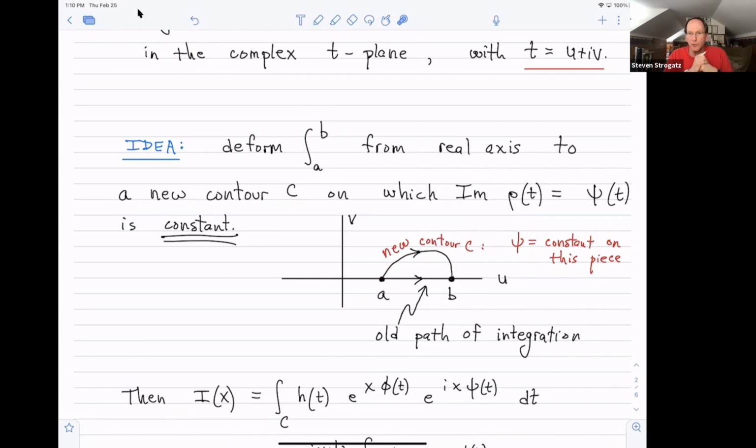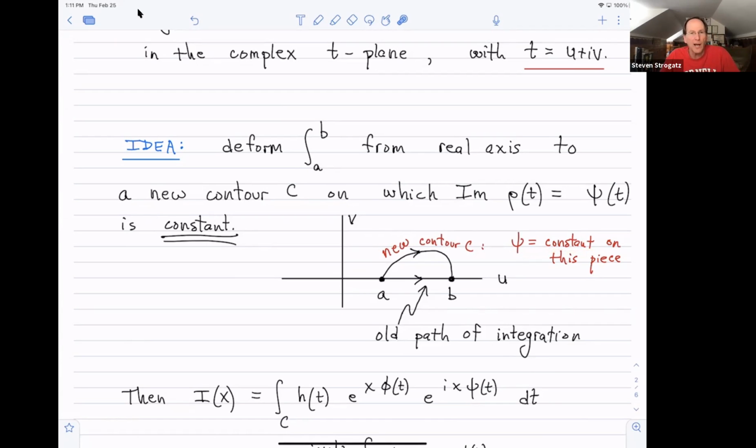Now that may not be possible to achieve completely, so we may have to settle for psi being constant on each piece of a contour. That is, the contour will be made up of several pieces, and psi will be constant on some of them, but not necessarily the same constant. We can also allow pieces of the contour that will not contribute anything to the integral, often in some limit as some parameter goes to infinity. But I don't want to get into too much detail now because we'll be seeing all the details when I do a concrete example in a few minutes. But for now, that's the big idea. Let us deform the contour to something where psi is constant.